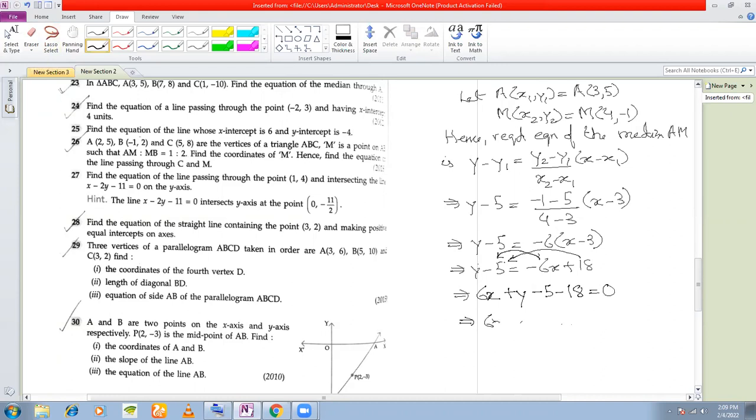So what is the required equation here? 6x plus y minus 23 is equal to 0. This is the required equation of the median through A. Okay, let me move to the next question then.